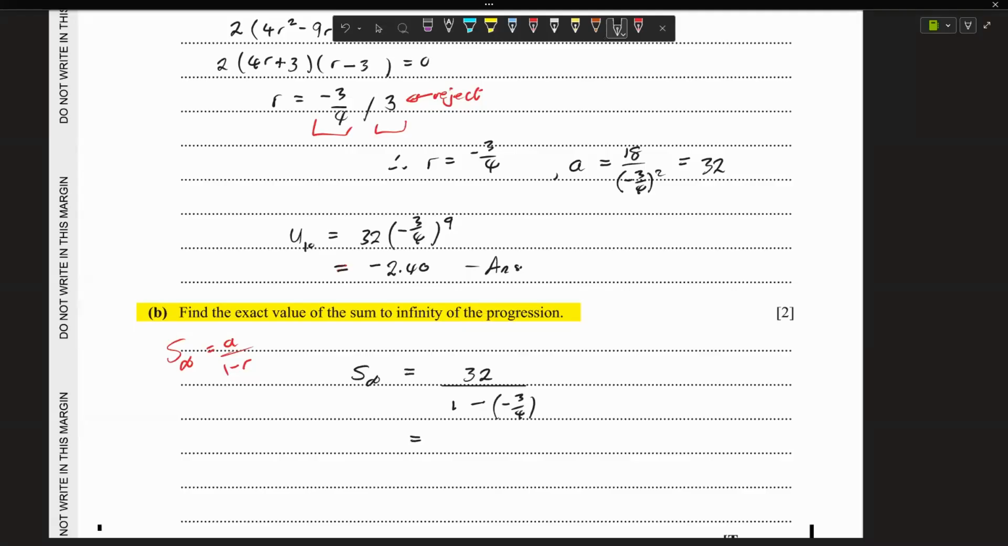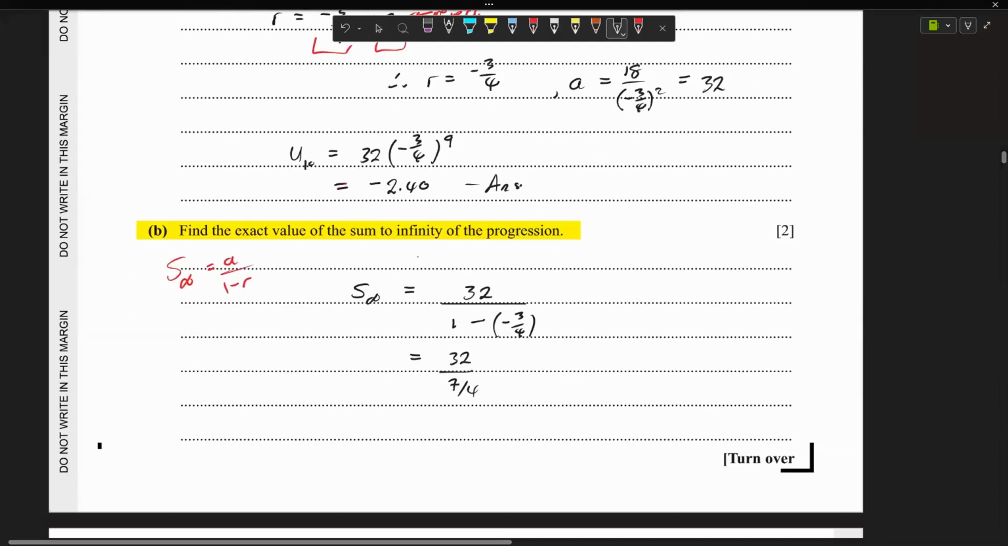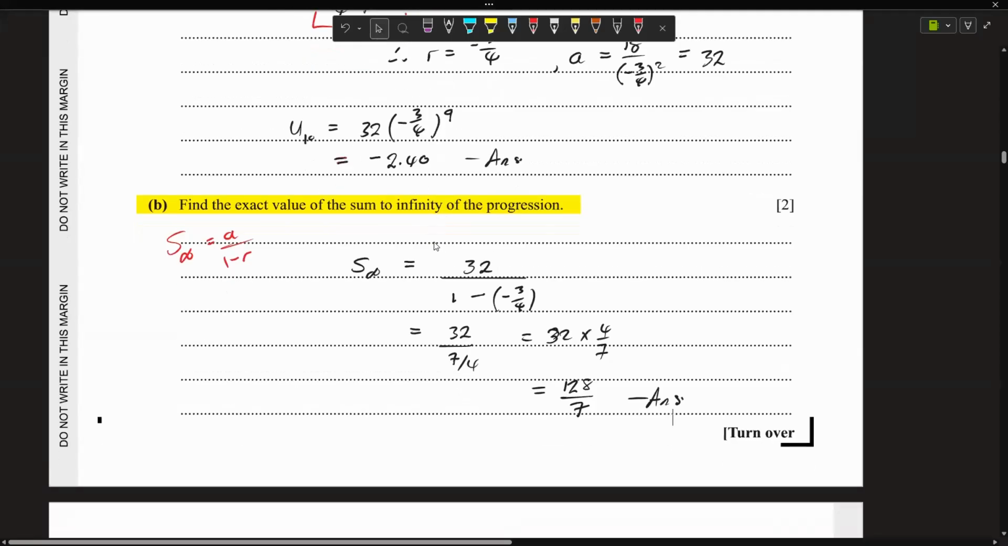Well, that's 32 divided by 1 plus 3/4. That's like 7 over 4, which is 32 times 4 over 7. 32 times 4 is 128 over 7. So this is the answer. That's what we get, and that's how we do it. Right, let's move on now.